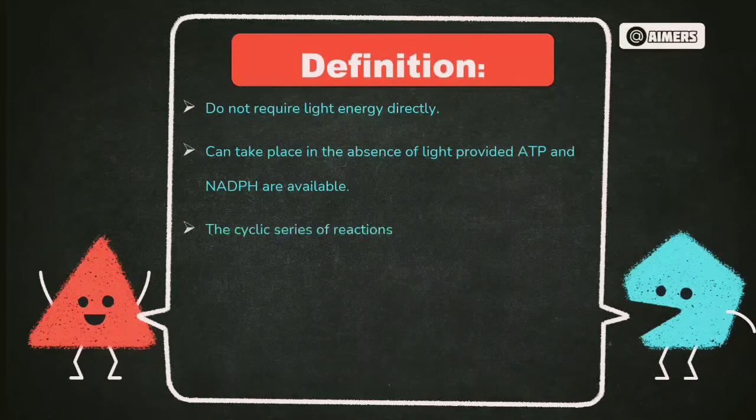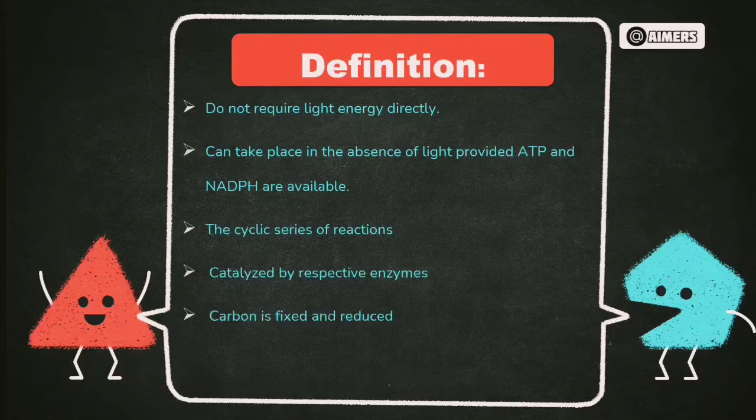Third point is that dark reactions always occur in a cyclic manner. Light reactions can take place in two patterns. First is non-cyclic and second is cyclic. But dark reactions always occur in a cyclic pattern. The next point is that they are catalyzed by respective enzymes. Every step of dark reactions is catalyzed by enzymes, and those enzymes are present in the stroma.